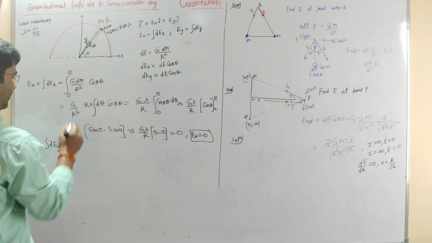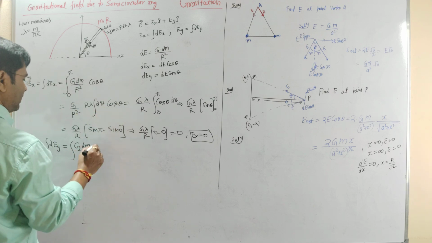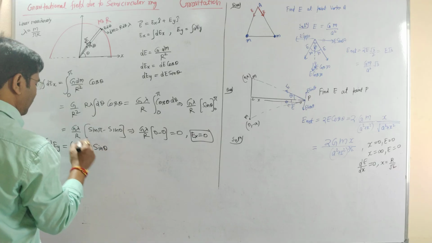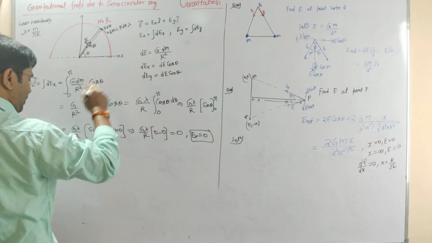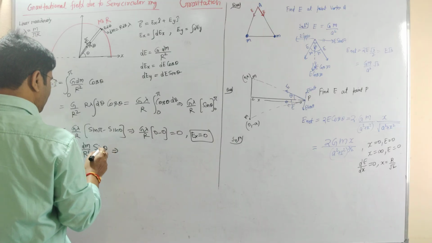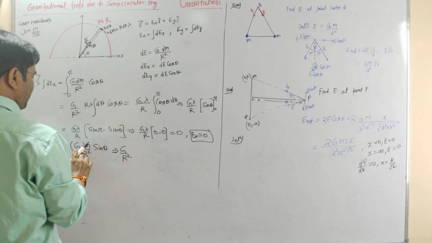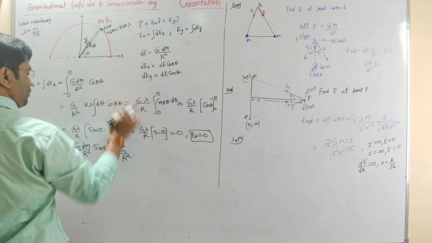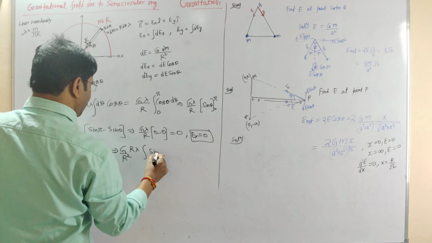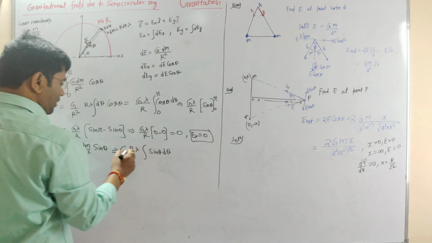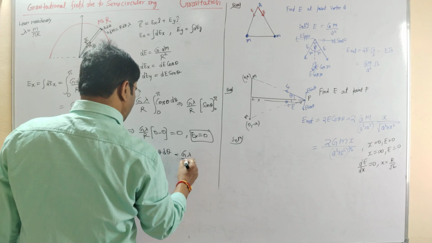So dE is G dm upon r square into sin theta. What is dm? Again dm equals r lambda d theta. So r lambda I can take outside, so I can write here G by r square, and putting dm this much, r lambda I am taking outside, integration sin theta d theta, one r cancels out, and I am getting here G lambda upon r.